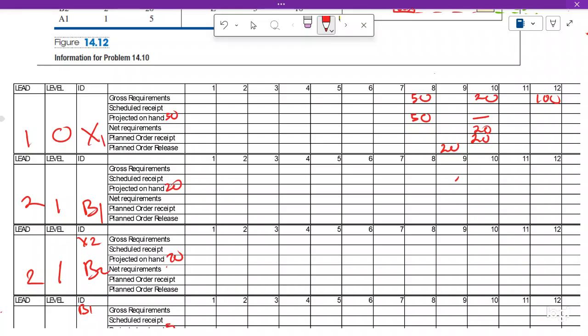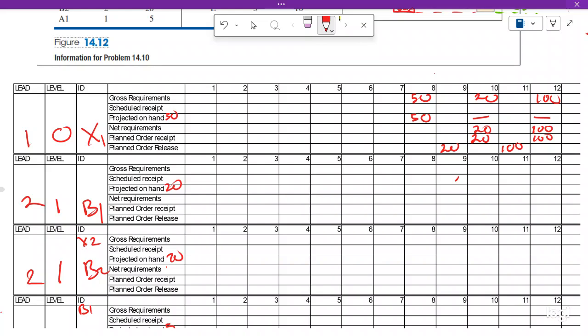Then you come to the side of 100. We have nothing on hand. Therefore, we're going to place an order of 100 after 1 week, because lead time is 1 week. Alright. Take a deep breath.